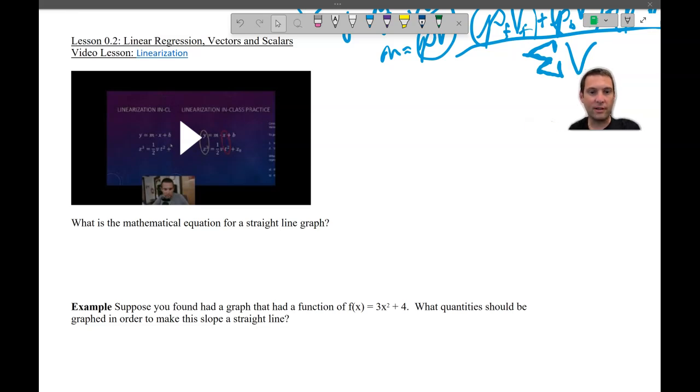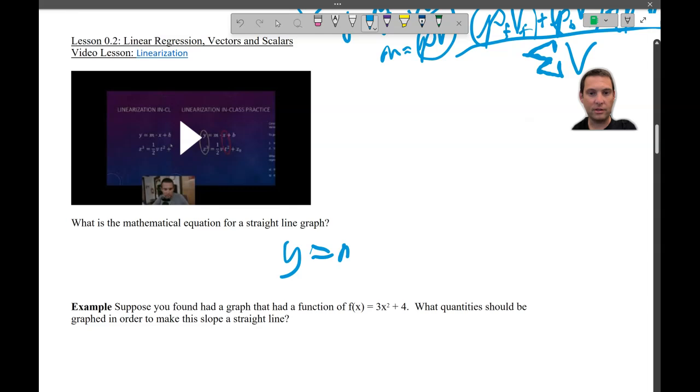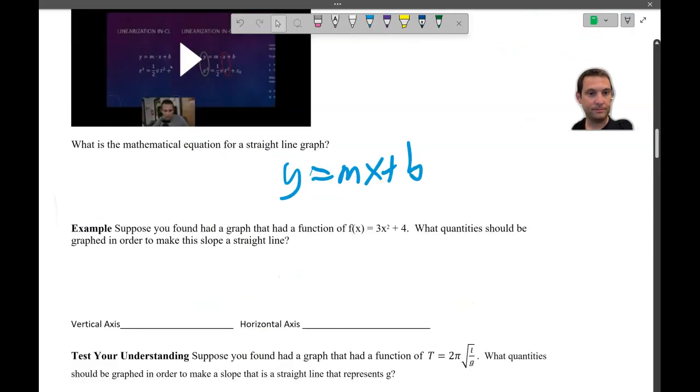Mathematical equation for a straight line graph. You know it. y equals mx plus b.